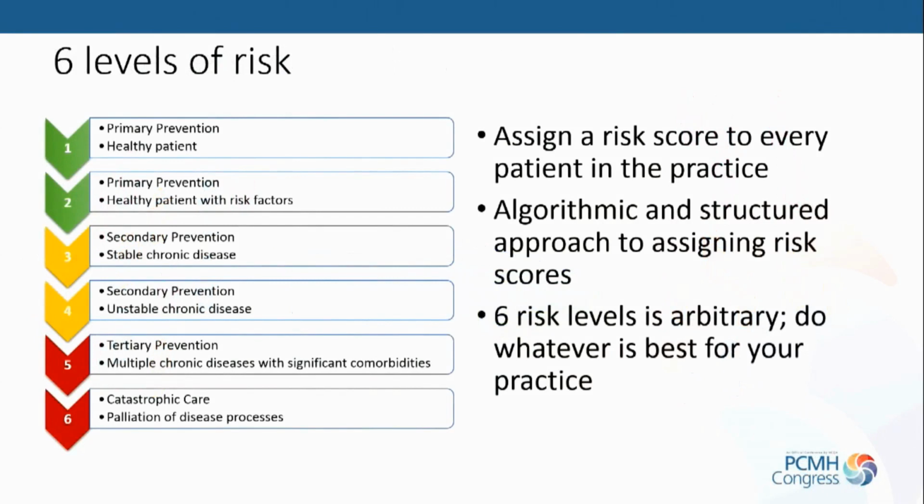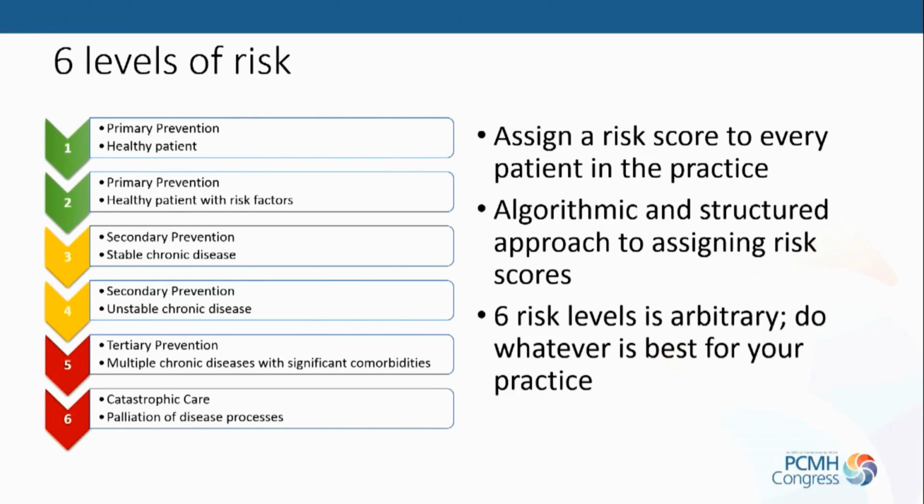Think of that 24-year-old who comes in for a pap test. She's otherwise healthy. Her weight is normal. She exercises. She doesn't smoke. Versus level 6, catastrophic care. So that might be metastatic cancer or a hospice patient. That's the patient that there's just a lot going on.